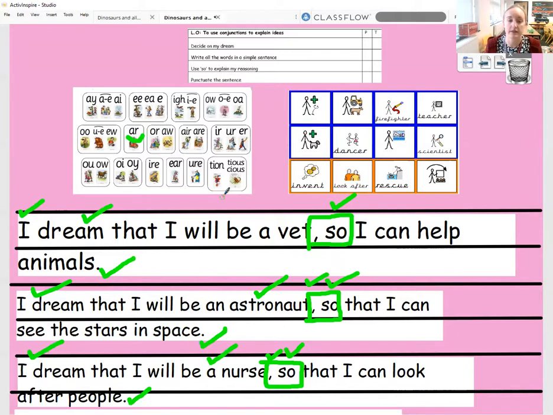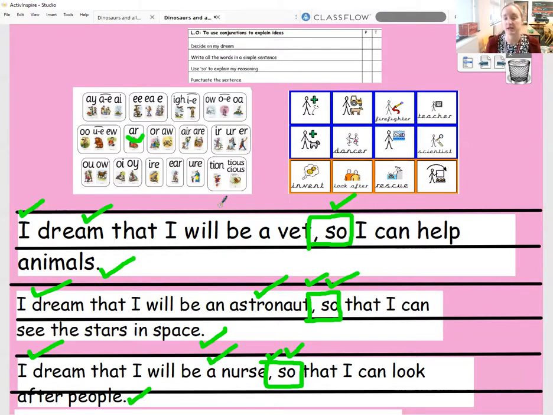Now, don't forget to send this across to me and take a photo of your fabulous work, because I want to see what you are dreaming and aspiring to be when you are older, okay? Just like in our book. And tomorrow's lesson, we may even get to read a little bit more.